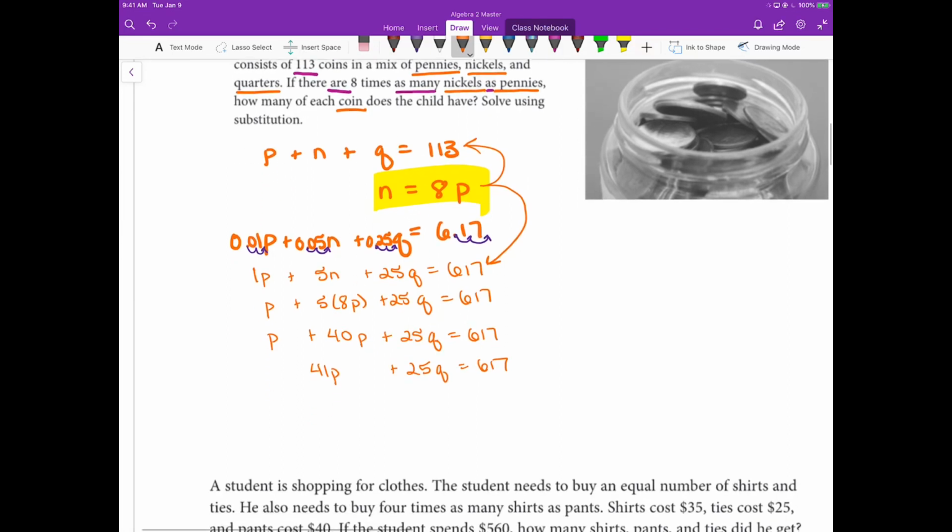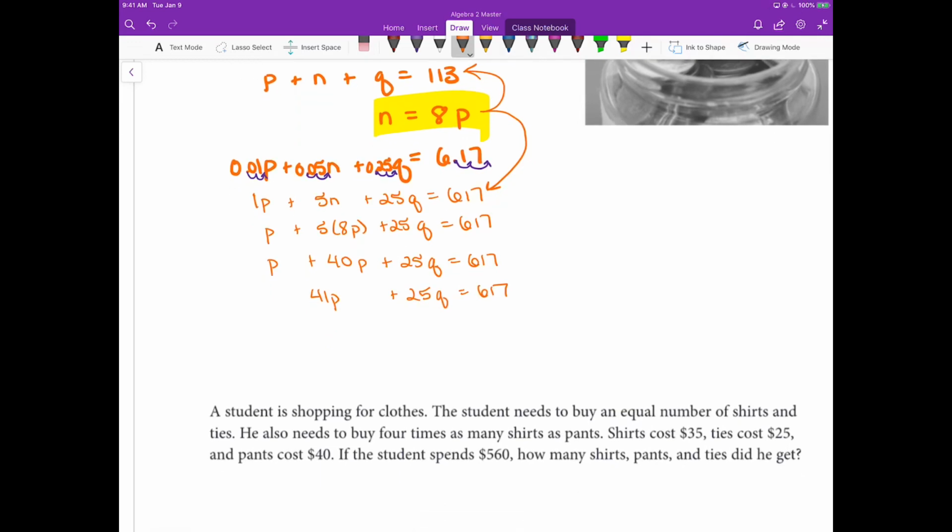But we have the other equation too. So let's use the other equation. We have p plus n plus q equals 113. But now we have n equals 8p. This 8p here is the same as n. It'll be the same as n here. So we take p plus 8p plus q equals 113. So 9p plus q equals 113.